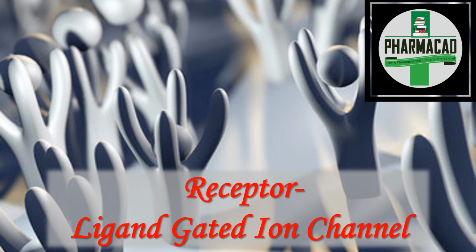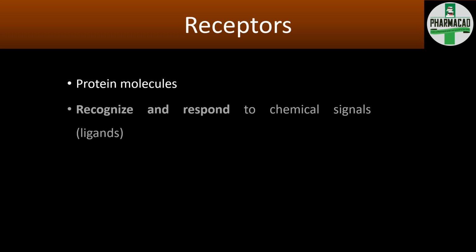Hi everyone, the topic for this video is ligand-gated ion channel. Receptors are protein molecules which recognize and respond to chemical signals. These chemical signals are known as ligands. Ligands can be endogenous or exogenous. Exogenous means maybe the drug molecule.